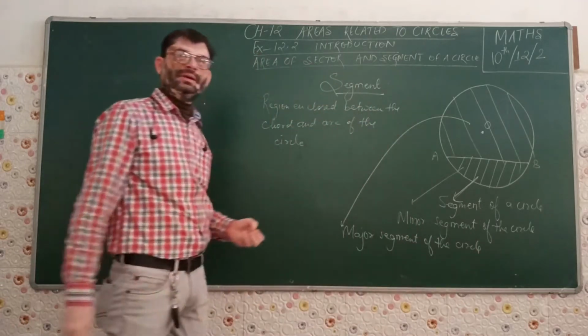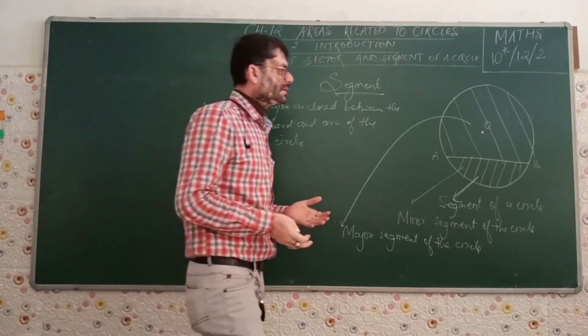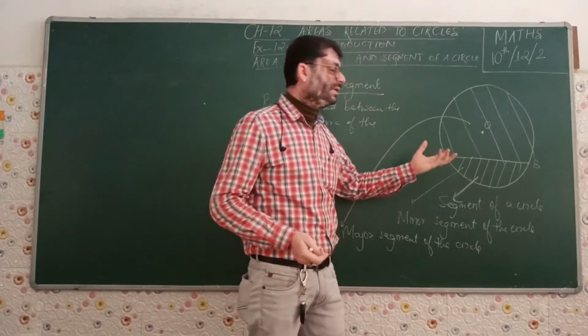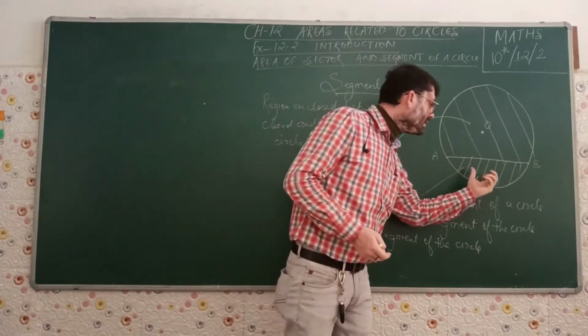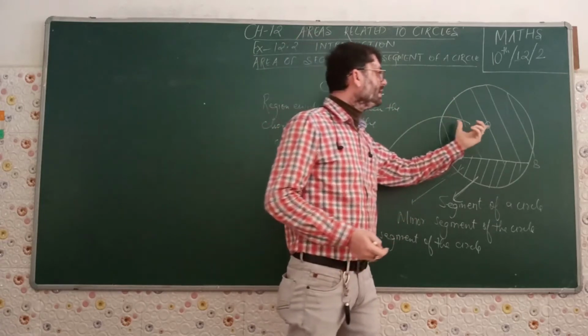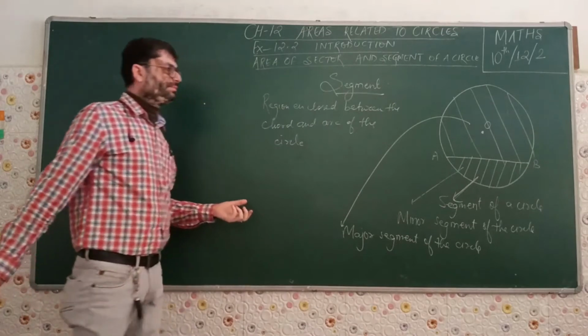If the chord were the diameter, then the circle would have two equal segments. Since here we have not taken the chord as the diameter, we can show which part is the minor segment of the circle and which one is the major segment of the circle.